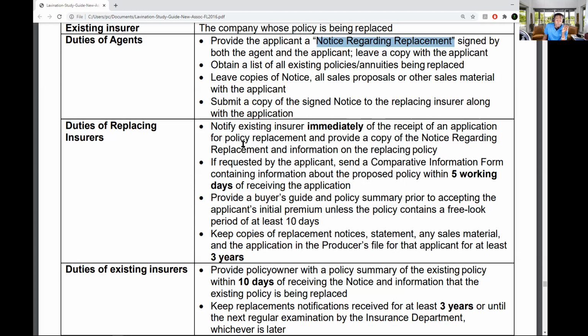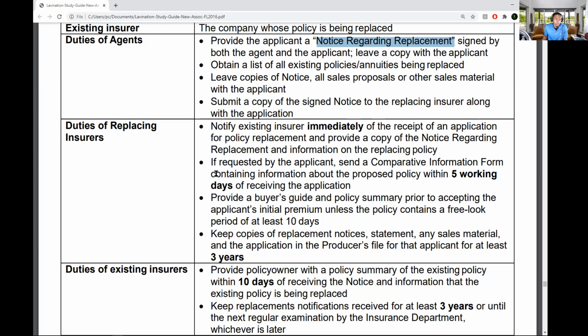Now listen to me. It didn't say that they have to wait for approval from the other company. No, it said they just have to notify them. Hey, your client is looking to change the policy they have with you. They can't say, oh no, we need your approval. Notify means just let them know that the policy is going to be replaced, the minute you get that replacement application.